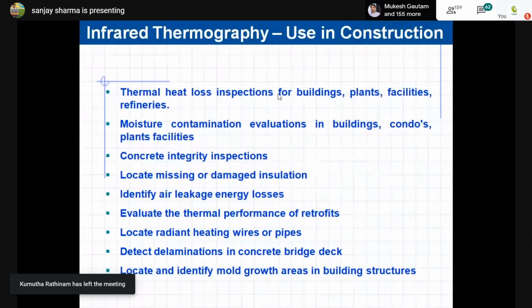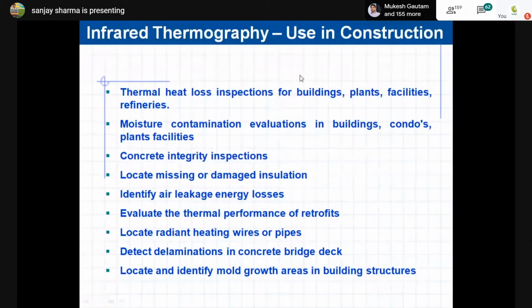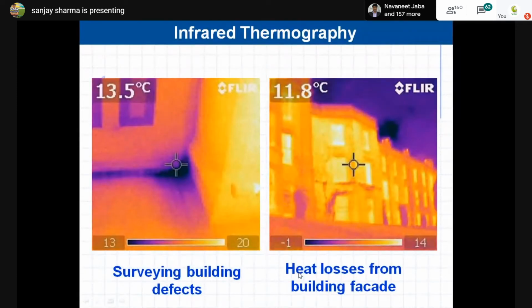Similarly, it can be used for buildings to determine moisture contamination, concrete integrity inspections, locate missing or damaged insulation, identify air leakages, evaluate thermal performance of retrofits, locate radiant heating wires or pipes, detect delamination of the concrete, and locate the mold growth areas in a particular building. So you can see that different areas give you a different temperature.